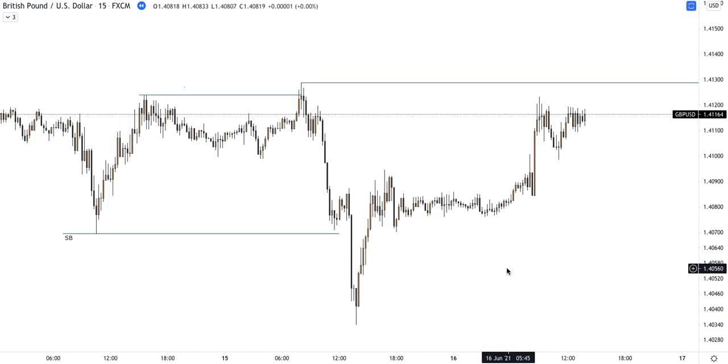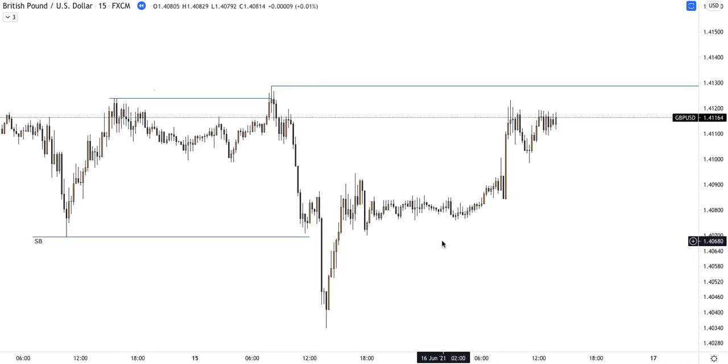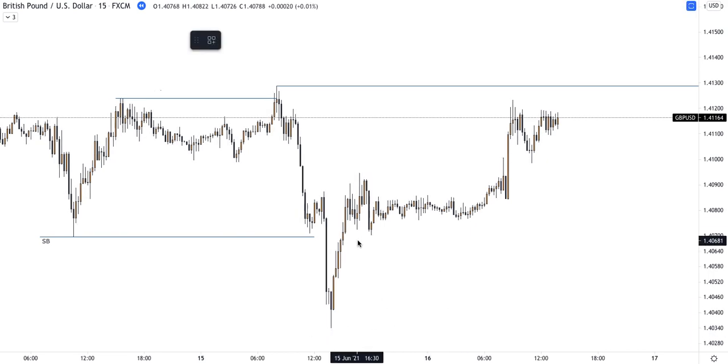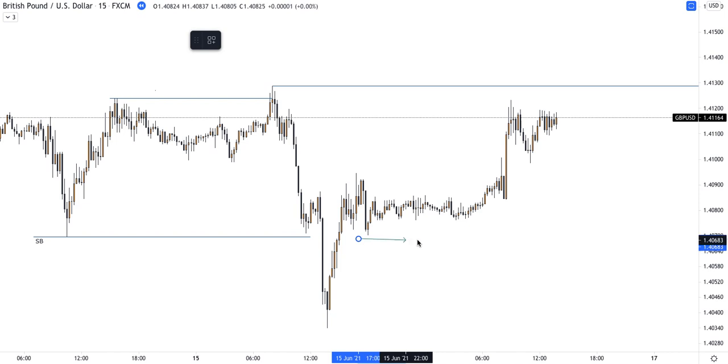Okay, jumping to the 15-minute time frame. Now we can frame out what's happening. We can see that throughout the late London close and throughout the Asian session, the end of New York session, price was just moving sideways.